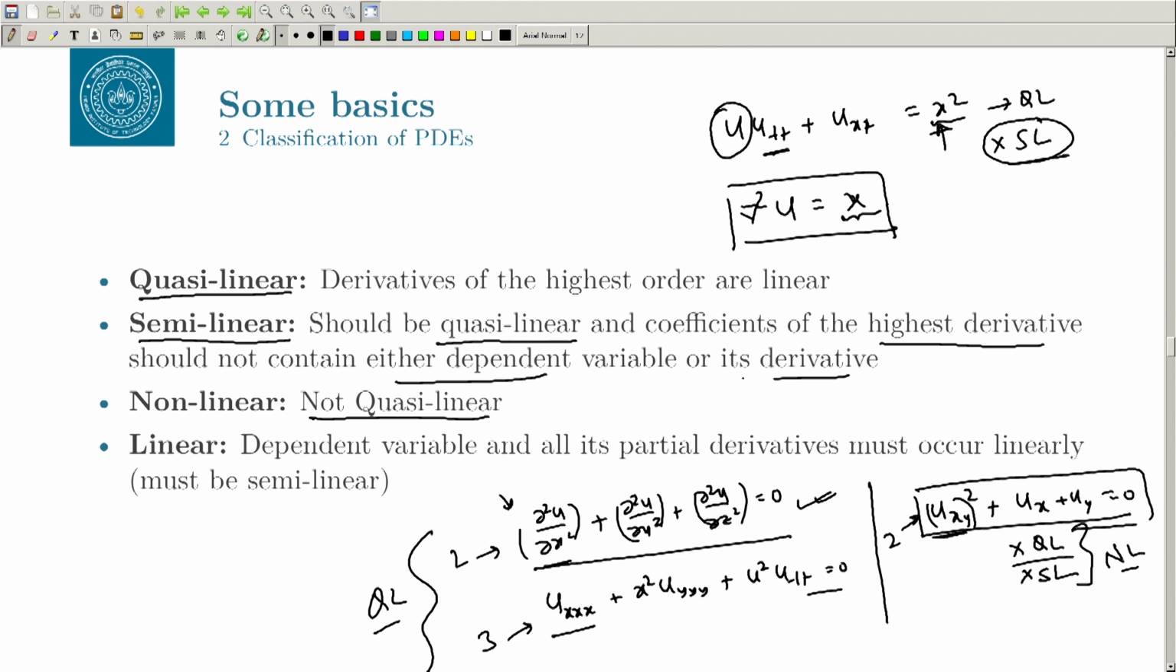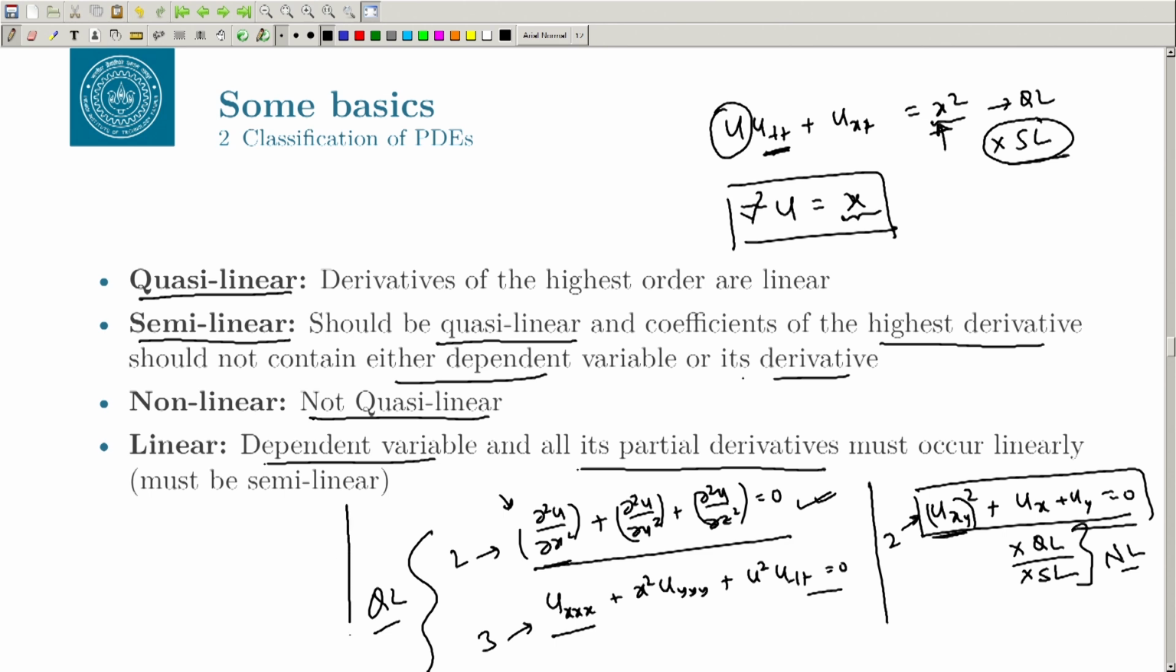The linear equations are very simple. The dependent variable and all its partial derivatives must occur linearly, right. So, the precondition is that it has to be quasi linear and it has to be semi linear, and then only it can become linear. The derivative should not multiply any of the dependent variable, and then only it can become the linear equation. And I will give you some examples.